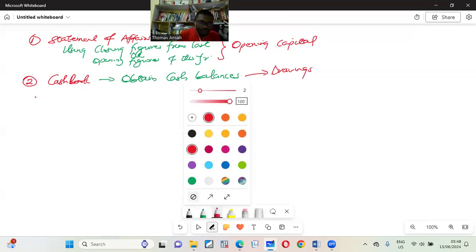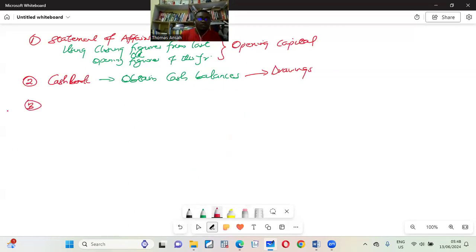Step 3 is to do your sales ledger control account and purchases ledger control account. So which one do we start with? Let's say the sales ledger control account. So prepare a sales ledger control account.